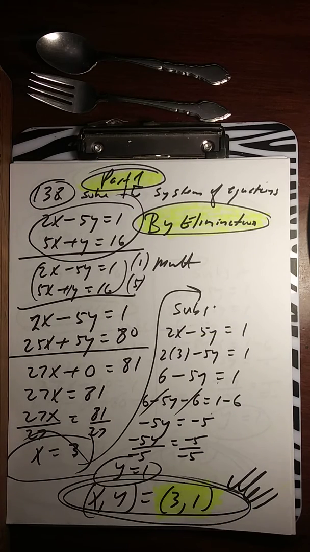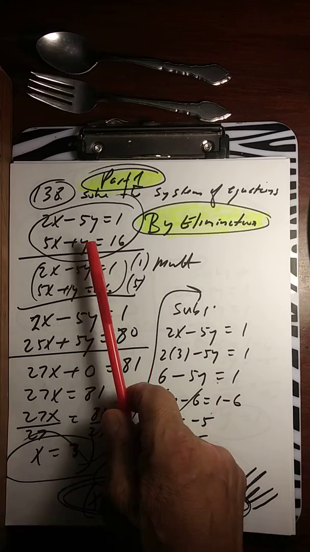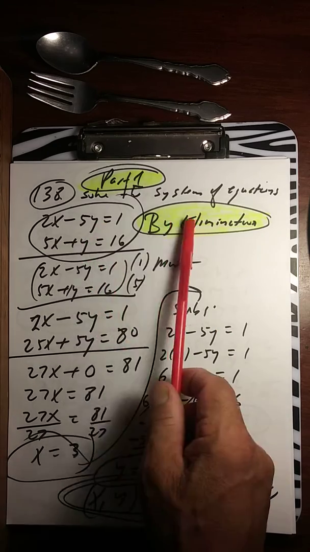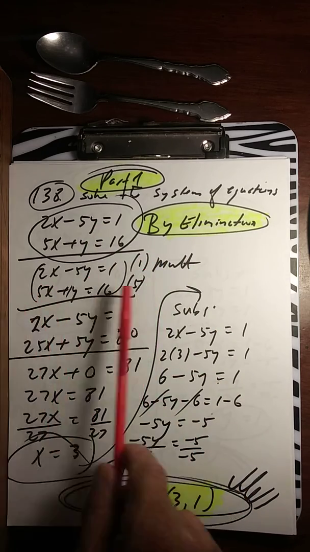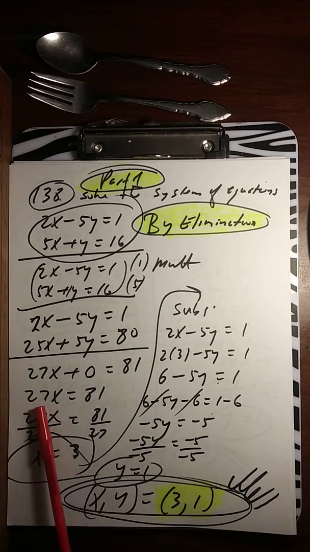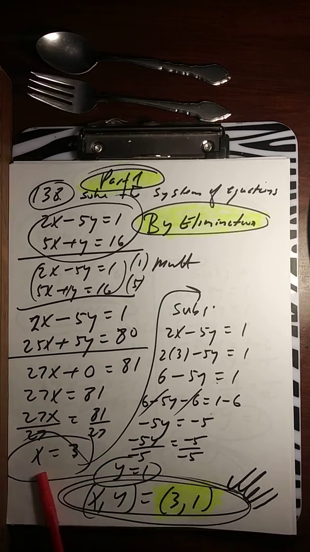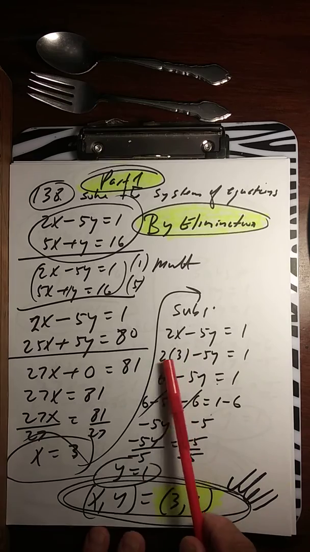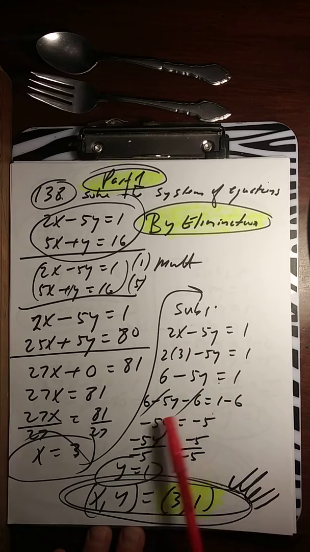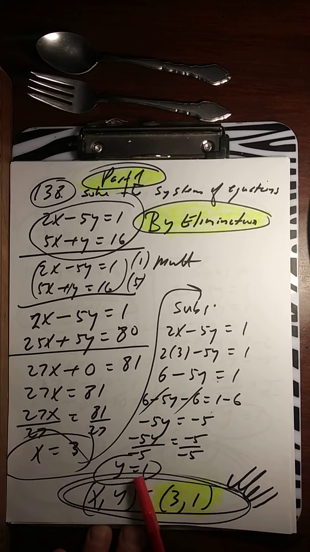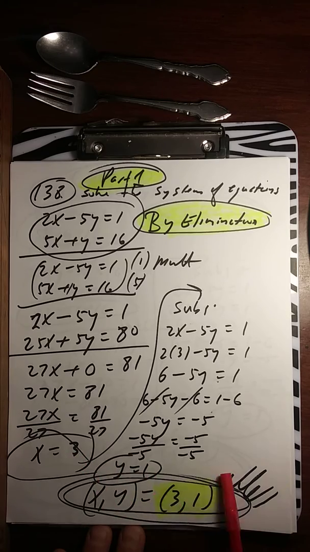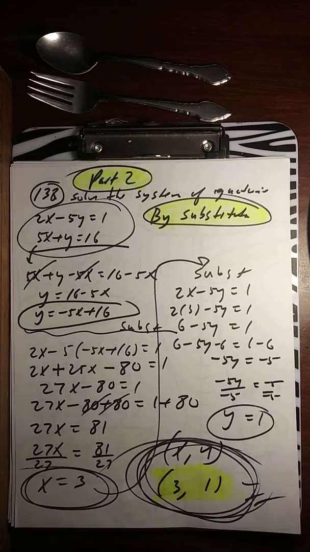Alright, next one. Solve the system of equations by elimination. Let's see. So multiply by dividing 5 across, we get these. And straight down, 27 equals this. Divide by 27, so 3. Put it back in the other one. 2 times 3 is 6 minus that. Minus 6 minus 6, so you get this. Divide by 85, so y equals 1. So we have 3 and 1 by elimination.